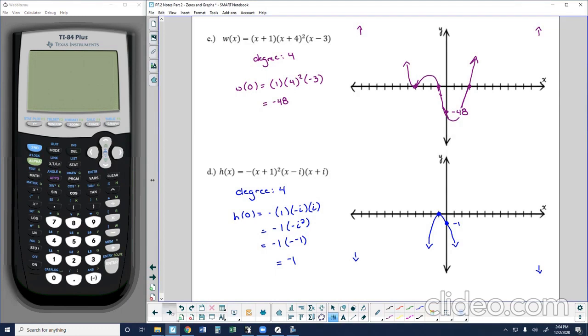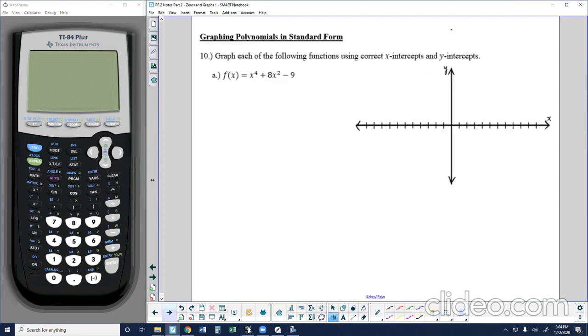Now let's take a look at a little bit more complicated of a graph in problem 10. It says graph each of the following functions using the correct x-intercepts and y-intercepts. Now in this case, we're in standard form. Yes, I could type this into my calculator and just sketch the graph. You're going to, on occasion, have to show an algebraic support process for getting to that graph. So in order to do that, we need to factor the function. If we have factors, we can go ahead and graph the x, y intercepts and the end behavior.